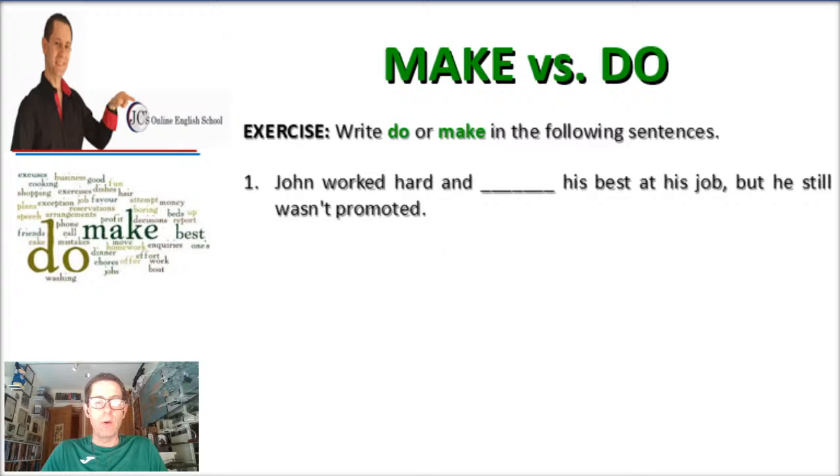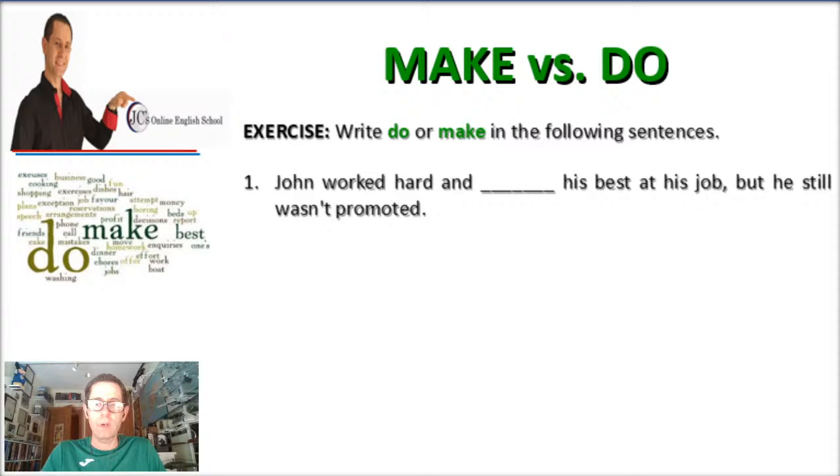So can you tell me if it is do or make? Anybody? Number 1, is it do or make? You have a 50% probability. However, don't forget that we need to conjugate the verb. So it's not simply write make or do. Sometimes we need to conjugate it, okay? Anybody for number 1 before I give you the answer?